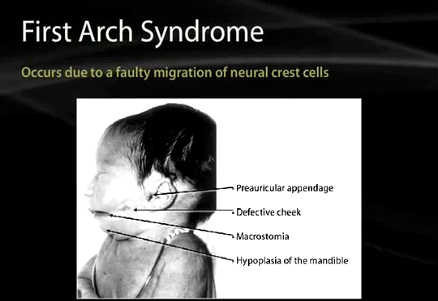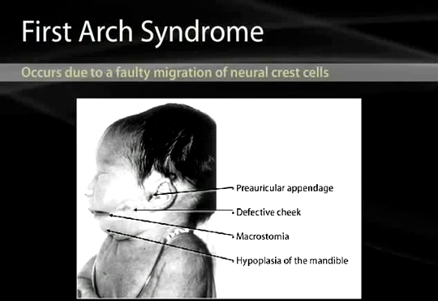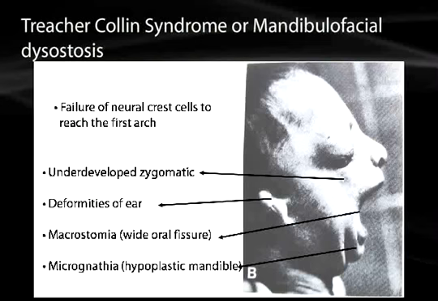Here, as in the question that we saw early on, is a first arch syndrome. And you can see how there's a macrostomia, or a large mouth, and that's going to be a preauricular appendage or low-set ears, a defective cheek as a result of clefting that didn't resolve itself, and hypoplasia or small mandible. Usually these first arch syndromes result from a faulty migration of neural crest cells.